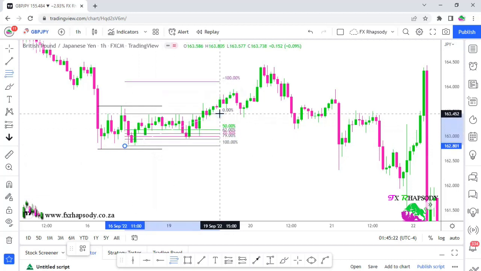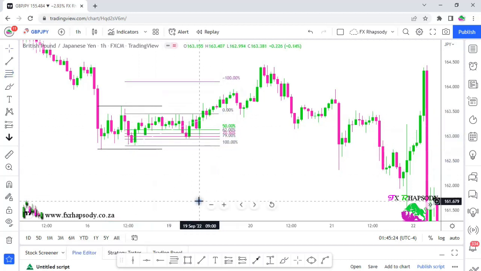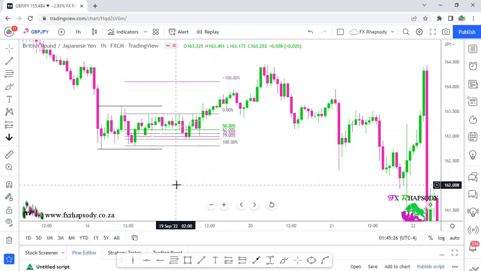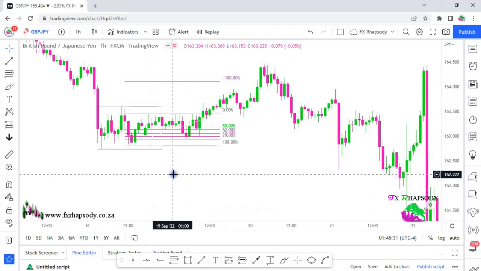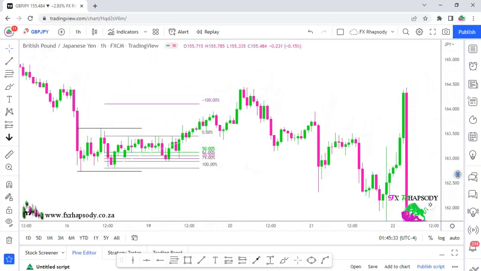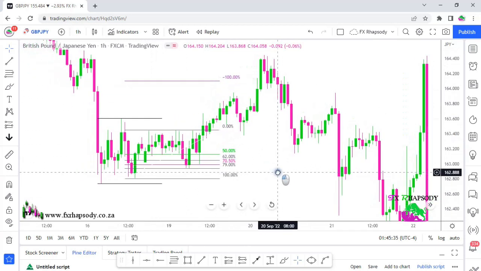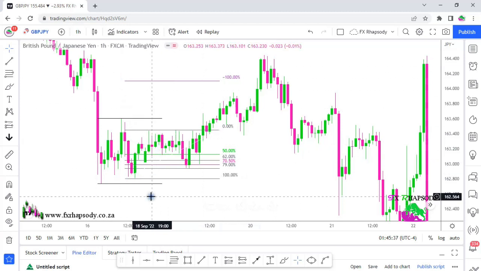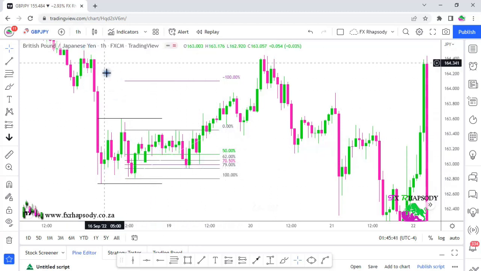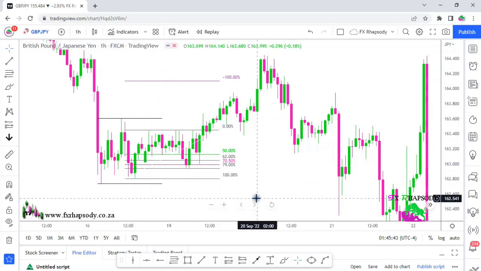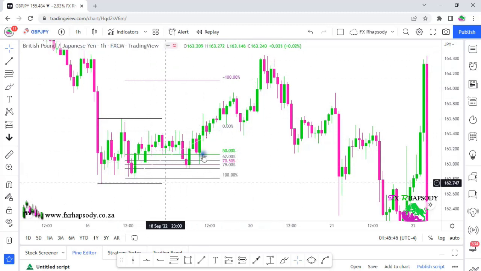I've always spoken about, it doesn't matter what the bias of the day or the week is, if it's in a downwards movement, you can still catch buys depending on your trading style, if you are a day trader, a scalper, whatever. So in a selling market, you can still buy up. In a buying market, you can still sell down. We know that the British pound, Japanese yen was in a selling market, but again, you can buy those retracements up.